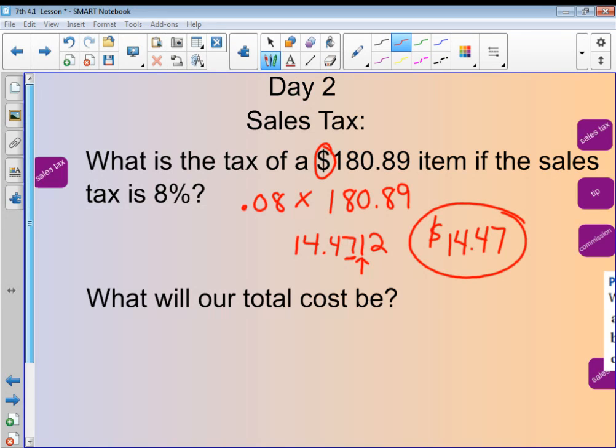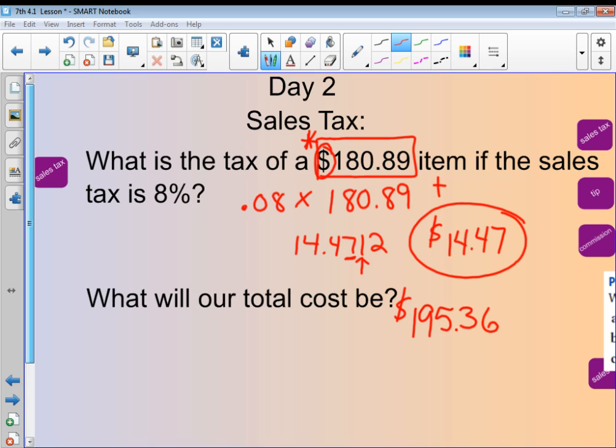Now it is also asking, what will our total cost be? So when we find our total cost, remember, we're going to add these two together. So we're going to add our $14.47 for tax plus our $180.89 item. And that is $195.36.